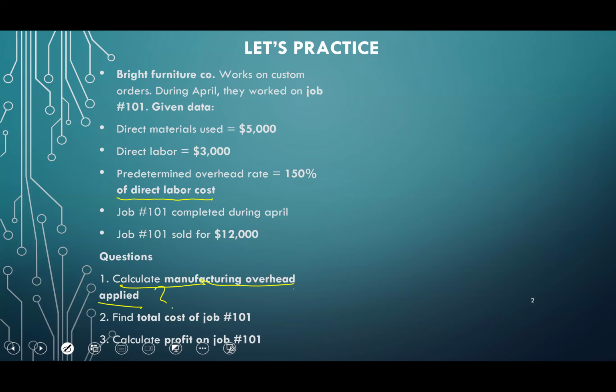How would you calculate manufacturing overhead applied? Remember, manufacturing overhead applied is a two-step process. Step number 1 is already given, which is how to calculate a predetermined overhead rate. All you need to do is step 2. Can you recall what step number 2 is?